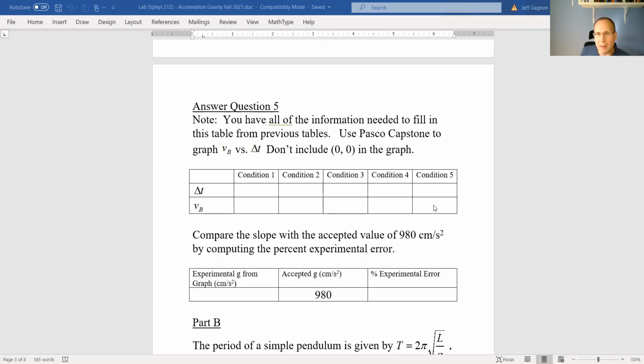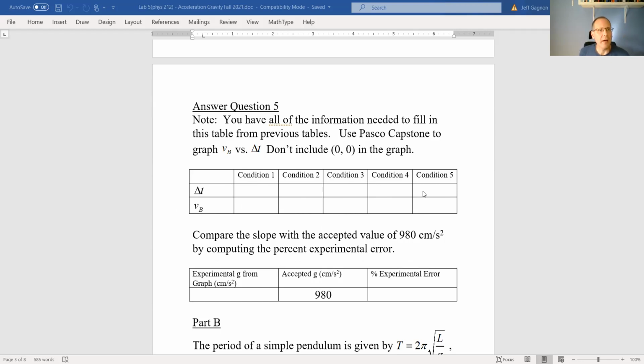Okay, then go to Pascal capstone again. I want you to plot velocity versus time. Okay, so VB versus delta T, velocity versus time. So VB is on the y-axis, delta T is on the x-axis. Now, in this case, it shouldn't matter. Like you should be able to include 0, 0, but I think it'll come out slightly better if you don't include 0, 0. So I'm going to have you not include 0, 0 in this case. So you're going to plot these 5 values on the y, and then these 5 times on the x.